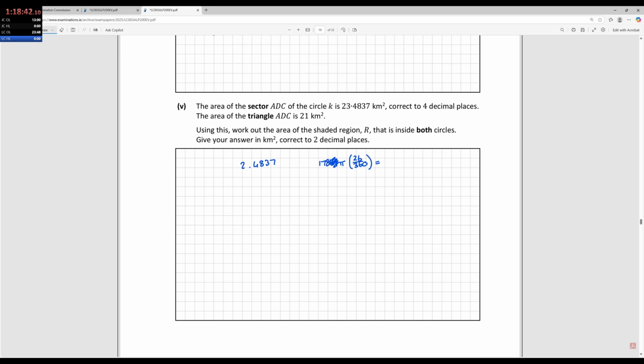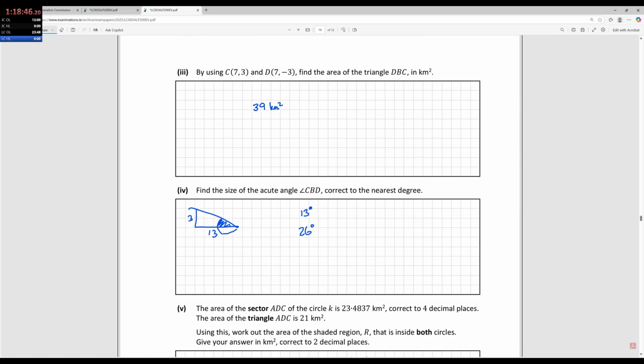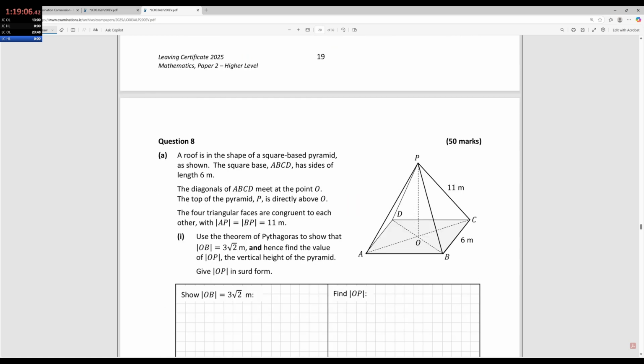Now that's going to be this horrific number, and then we're going to take away 39 from that. And if I went to do that to 4 decimals as well, it would be 13869. And then we just add that to the 2.4837. And then they want it correct to 2 decimal places, so it would be 3.87 kilometers squared. That's the bit in the middle, I think.